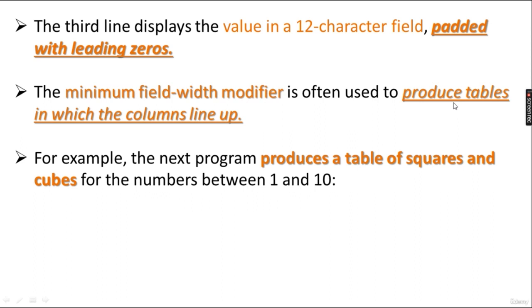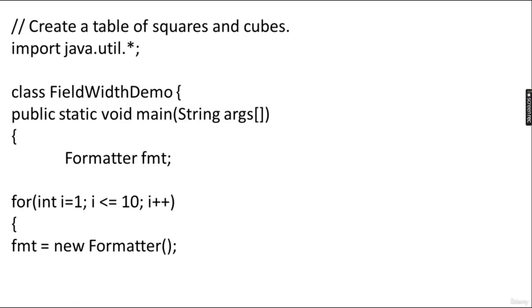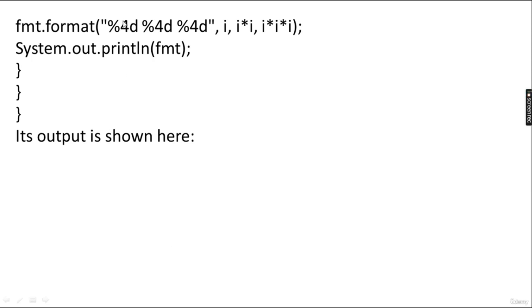So the output should be one below another in those tables. To produce this type of table, the minimum field width modifier is used. For example, the next program produces a table of squares and cubes for the numbers from 1 to 10. A formatter object is created, looping from 1 to 10 incremented by one.